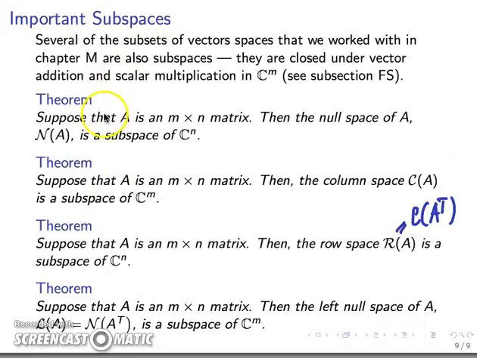So here we're referring to the null space and the column space of the original matrix, and also the column space of the transpose of the matrix and the null space of the transpose of the matrix. Basically, null spaces and column spaces are important vector spaces, which are well-known subspaces of Cn or Cm.